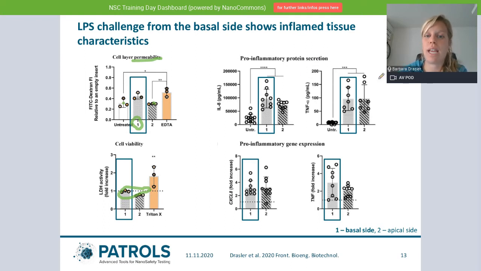Then we also tested secretion of pro-inflammatory markers. Here I'm showing an example of IL-8 and TNF-alpha. We can see that with both approaches, there are elevated levels of those proteins secreted and also of the respective genes. We cannot really say, and it was not statistically significant, that approach 1, applying LPS in the basal compartment, would trigger a higher response, which is good, because it means that also when LPS is applied apically, it actually works. Both approaches work very well.